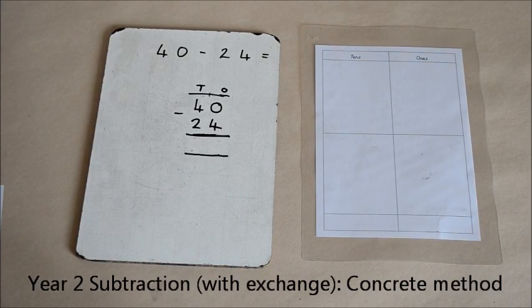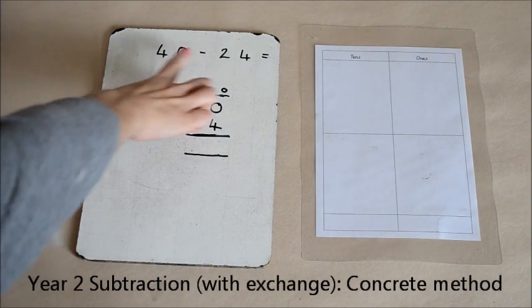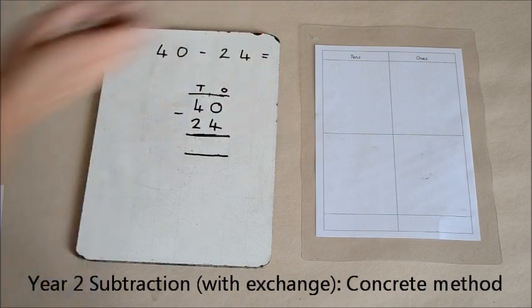Once children are secure with column subtraction without exchanging, we move them on to column subtraction with exchanging. I'm going to demonstrate how to subtract a two-digit number from a two-digit number where there is exchanging in place. We're going to demonstrate this with the calculation 40 subtract 24.